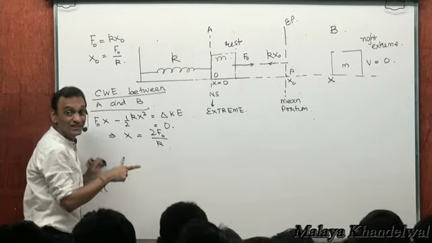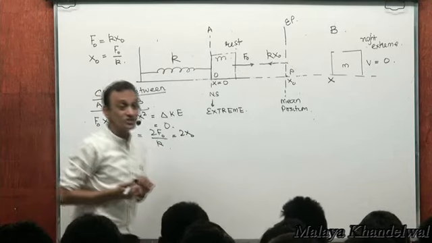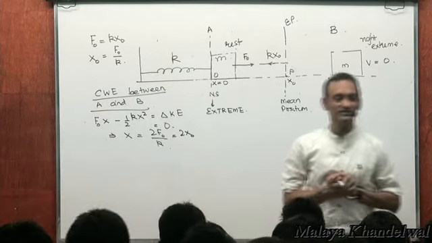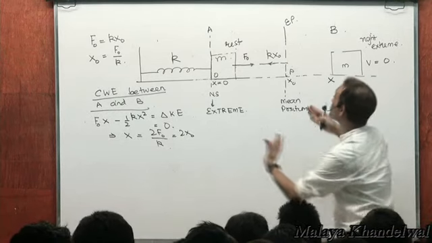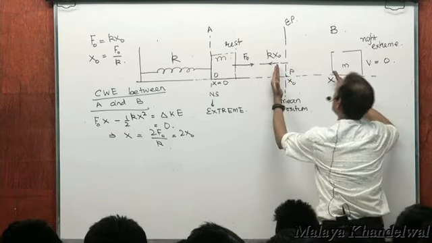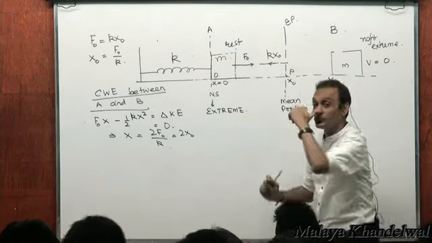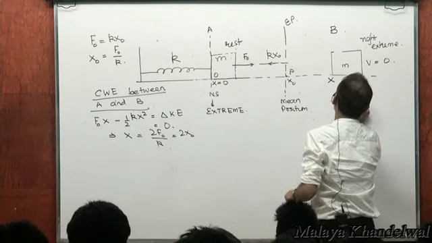But f naught by k was x naught. So this is 2x naught. Just a quick check. That was 2x naught, right? So the amplitude of this motion would be x naught to the left of this equilibrium position. It moves x naught to the right of this equilibrium position. Angular frequency will remain root k by m.